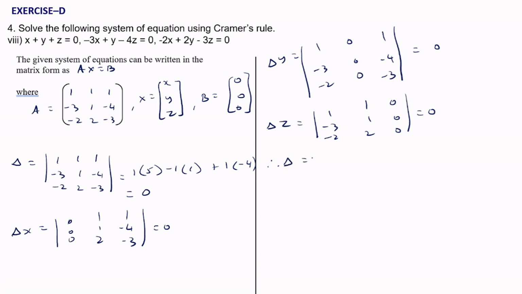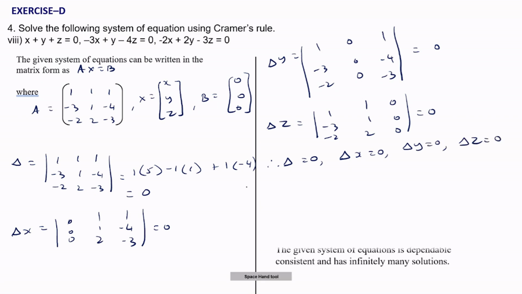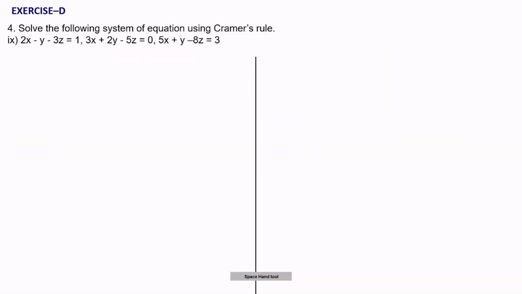Therefore, we got delta equal to 0, delta x equal to 0, delta y equal to 0, and delta z equal to 0. So the given system of equations is dependent and consistent, and it has infinitely many solutions. So this is the answer for this question.